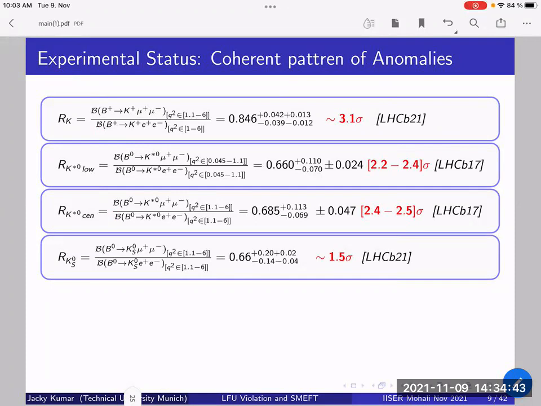But the interesting thing is that you coherently see a discrepancy in all these ratios. This is not only one channel. You see it coherently in multiple channels. So that's an interesting thing about it.